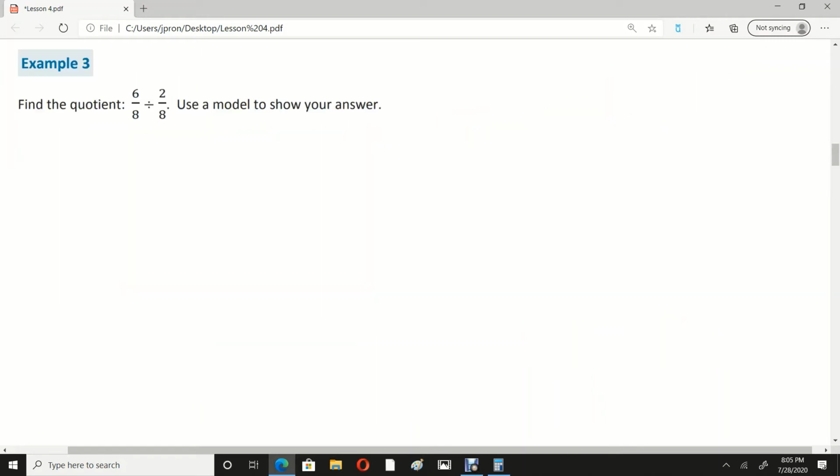All right, so we're going to move to example 3. It says find the quotient of 6/8 and 2/8. Use a model to show your answer. Now, you need to remember some of your math vocabulary here. What is a quotient? What does it mean when we find a quotient? That means we divided something. So we divide 9 by 3. Its quotient is 3. It's like its solution, right?